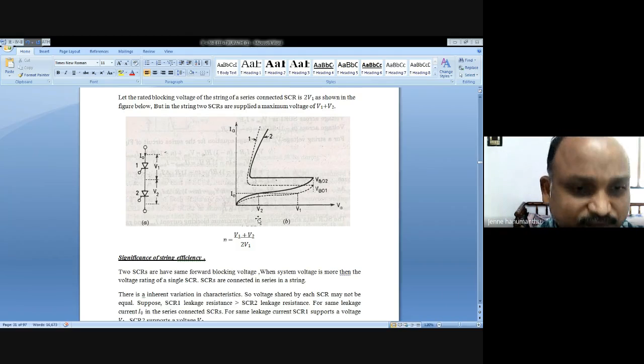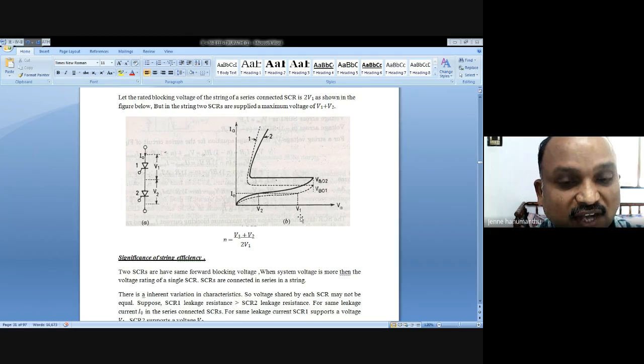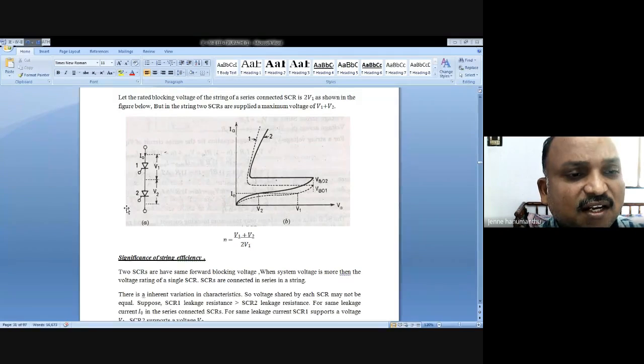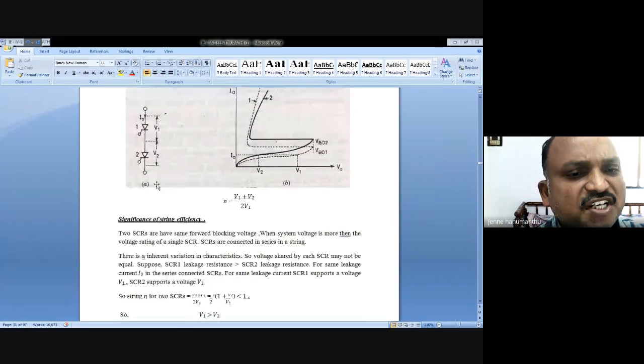See, at V1, thyristor 1, V1 is greater than V2. Why? At V1 we have leakage current, but for thyristor 2, at V2 there is leakage current I naught. So we can say that they are unequal. Thyristor 1 and thyristor 2 are unequal. So we have this type of characteristic. That means the efficiency can be calculated.